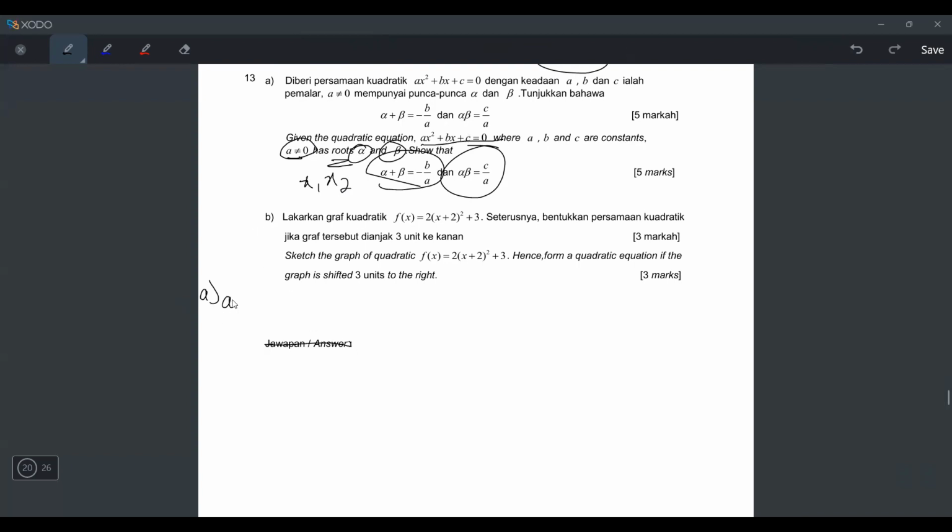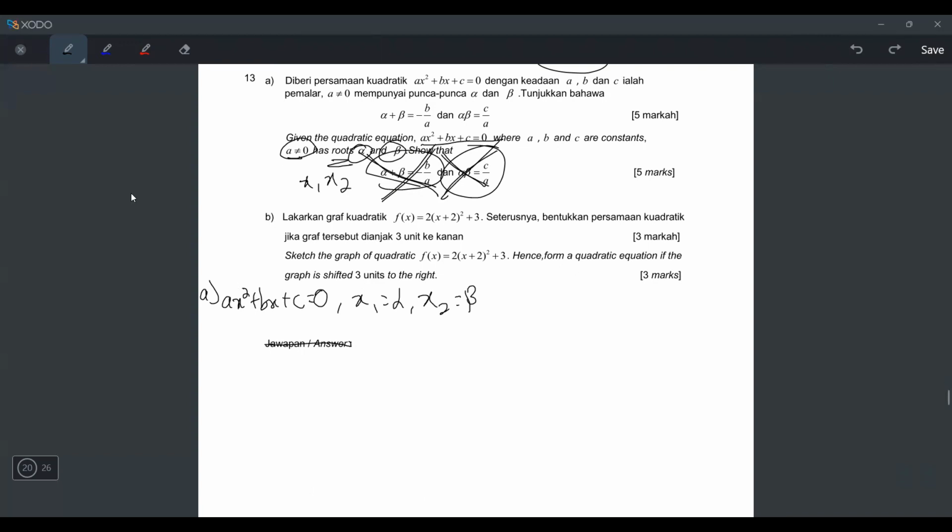The equation they give you is ax squared plus bx plus c equals 0. And they also mention the roots are alpha and beta. So these are all the information I know. x1 is alpha, x2 is beta. But this is not the information they ask you to show, right? So I have to do it myself, and then hopefully my final step looks like this. Because if it looks like this, then I can write the word shown.